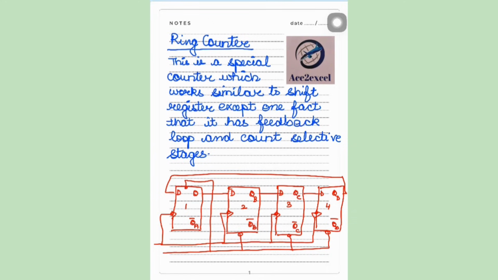In today's video, we will talk about two special counter categories, that is ring counter and Johnson counter. To start with, I'll first talk about ring counter. When I say ring counter, as the name suggests, the circuit of this type of counter appears to be a closed loop. The working of this counter is similar to shift registers, except one fact that it has a feedback loop, and secondly it is going to count selective number of stages only.